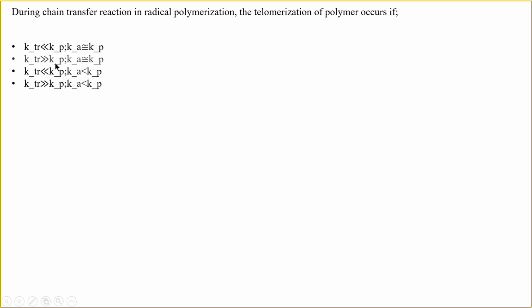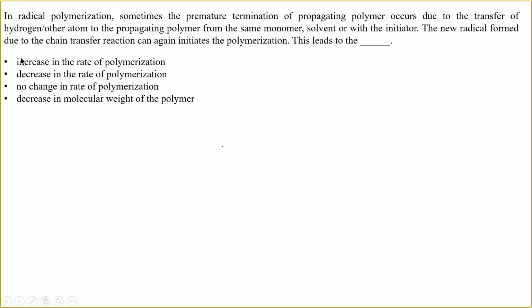KTR is greater than Kp and Ka is equal to Kp. So this second option is the correct answer.